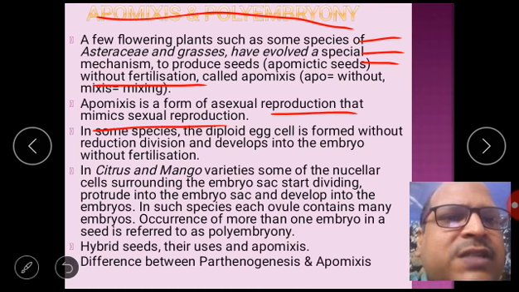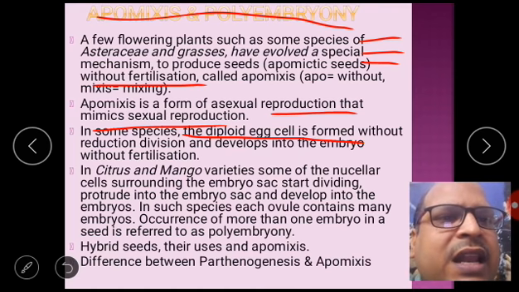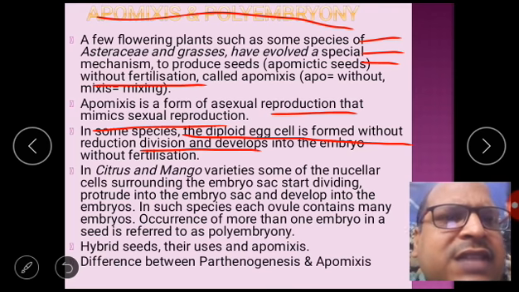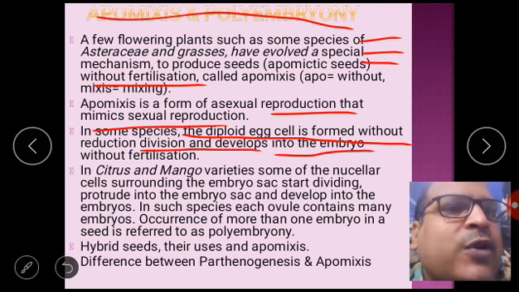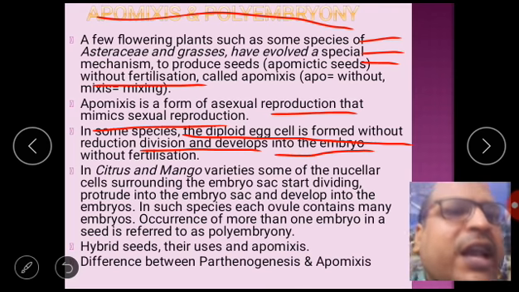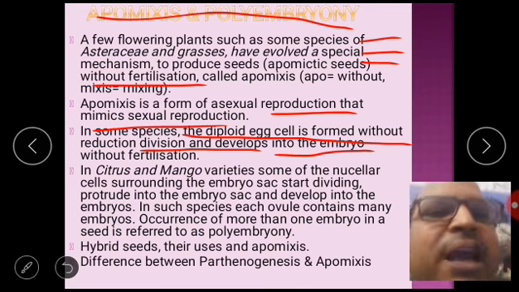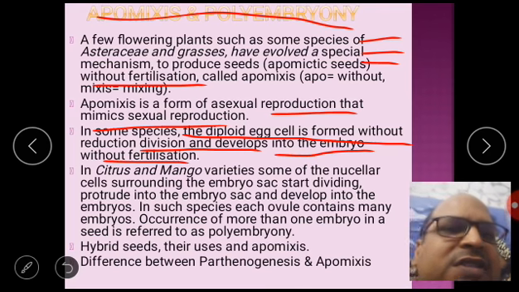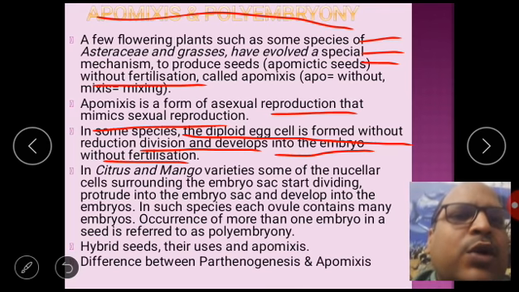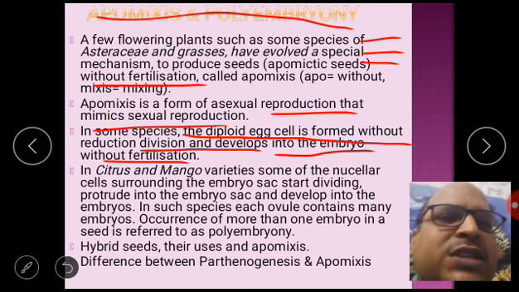Now, in some species, the diploid egg cell is formed without reductional division. Means the egg cell is diploid already. If the egg cell is diploid already, then there is no requirement of meiosis or reductional division. So it develops into the embryo directly. Means the egg cell will not require any male gamete, and it develops into the embryo without fertilization. So this will be known as apomixis. I think you know how apomixis proceeds.